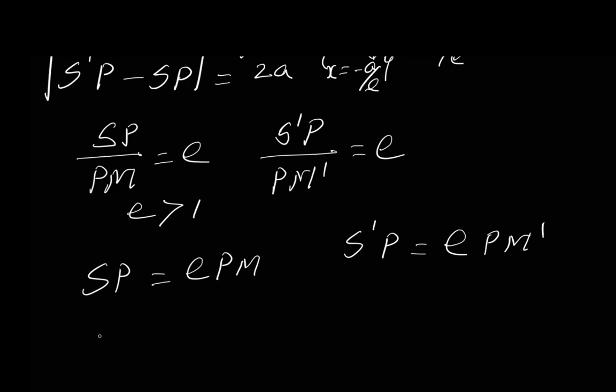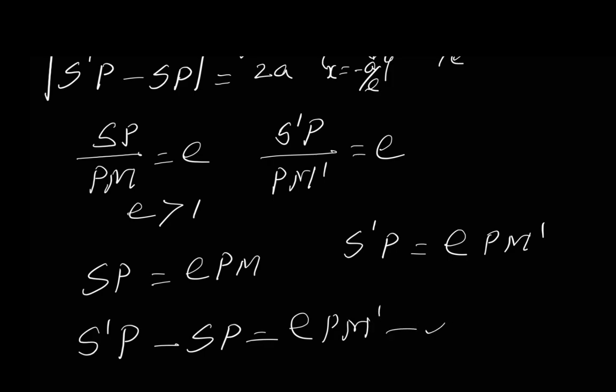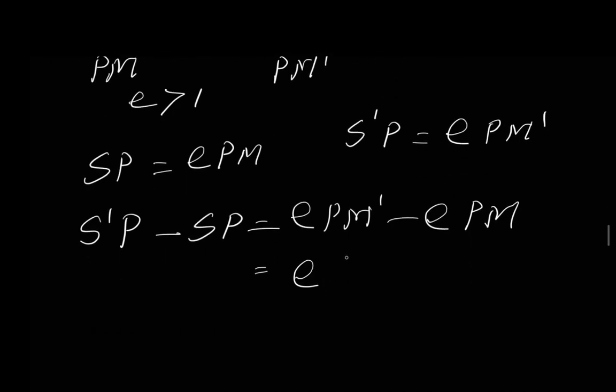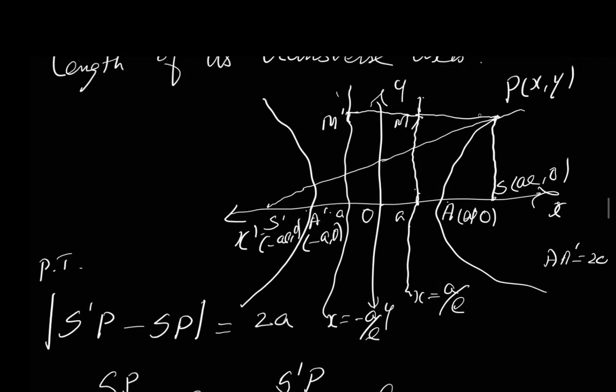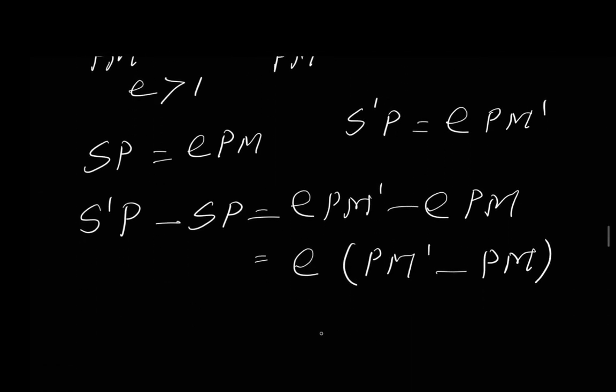So find the difference S dash P minus SP, that is E PM dash minus E PM. Take E as common. So PM dash minus PM. What is PM dash minus PM? PM dash, P to M dash here and P to M here. If you subtract, you will get MM dash. So it is E into MM dash.